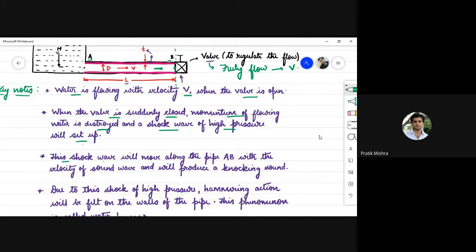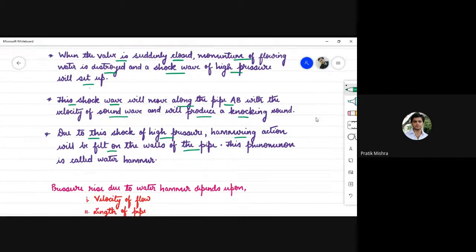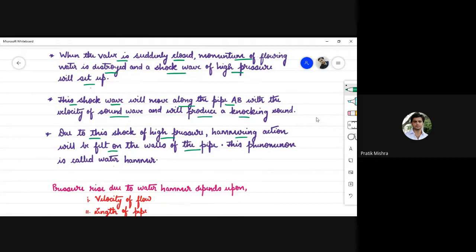This shock wave will move along the pipe AB with the velocity of a sound wave and will produce a knocking sound. Due to the shock of high pressure, a hammering action will be felt on the walls of the pipe, and this phenomenon is known as water hammer. So, is water hammer clear to you? What is water hammer?